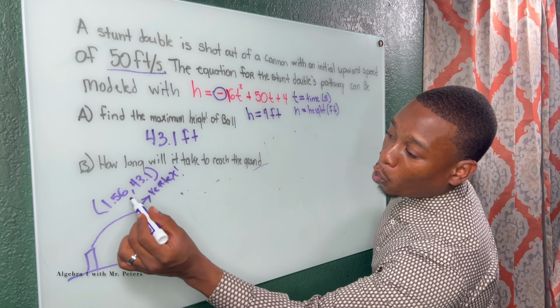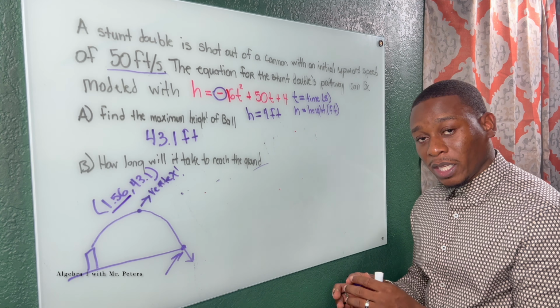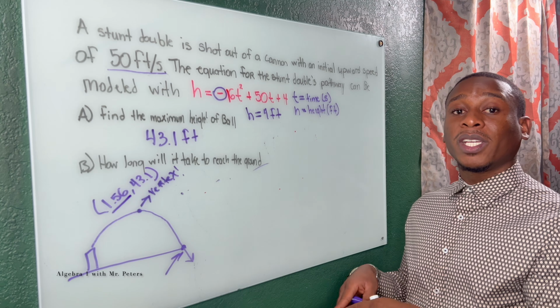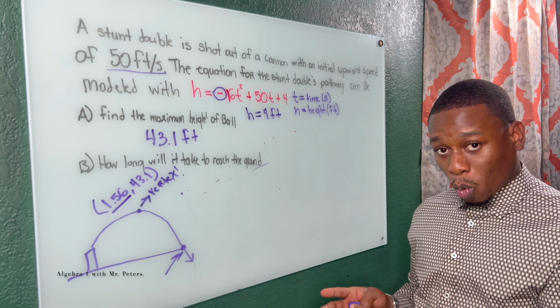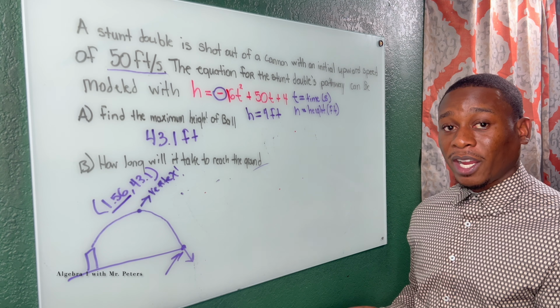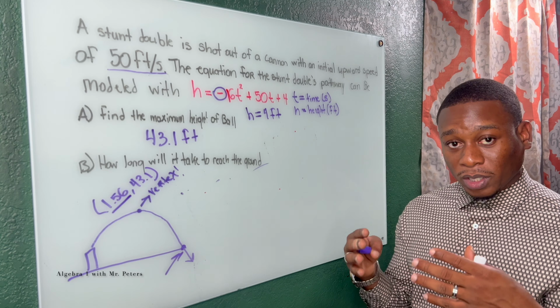So we know at 1.56 seconds, the stunt double is going to reach his maximum height, which is 43.1 feet high in the air. So this is the application that we have to understand. How do these two things relate?